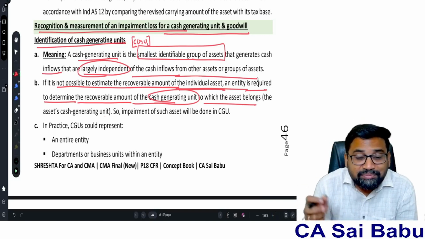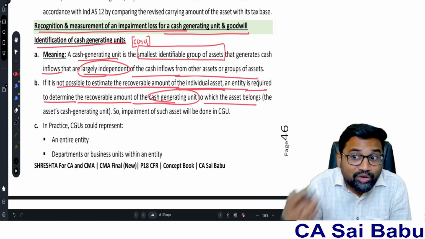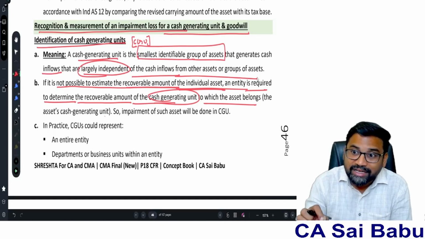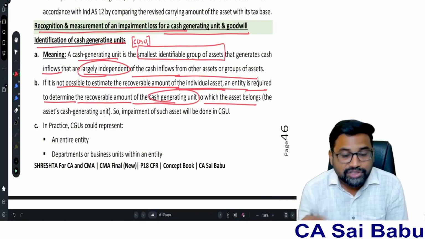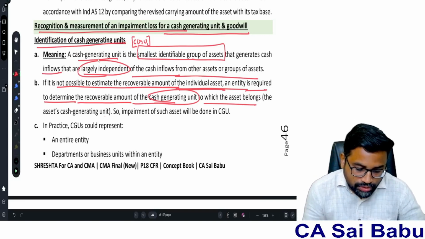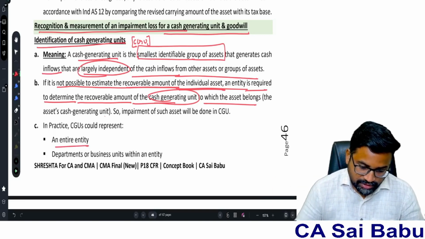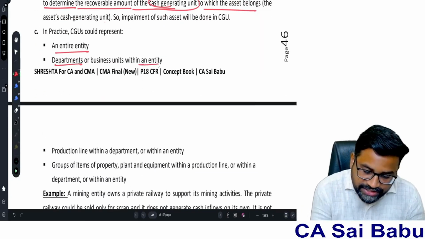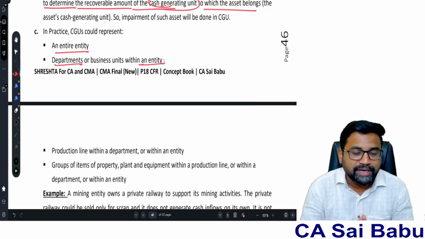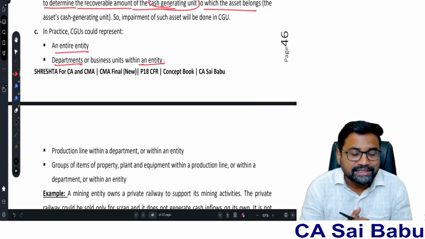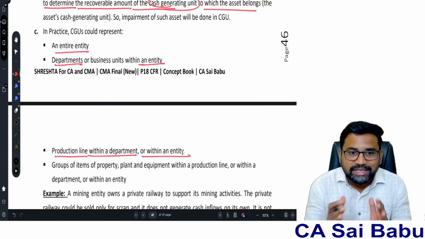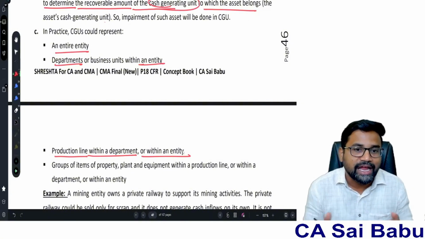But is it possible to test the impairment of each individual asset? No. Why? Because they alone cannot generate cash flows. So in such a situation, you need to test the impairment at a group of assets level, not at individual level. So that group of assets which together generate cash inflows, technically called as CGU. So CGUs can be an entire entity sometimes. A CGU can be a department within the entity, within the organization. One entire department can be treated as one cash generating unit. Suppose production department, marketing department, finance department. So they can treat it as one separate CGU, cash generating unit. Next, a production line within a department or within an entity. So within a department, there is one production line, which exclusively deals with a particular kind of products or group of products.